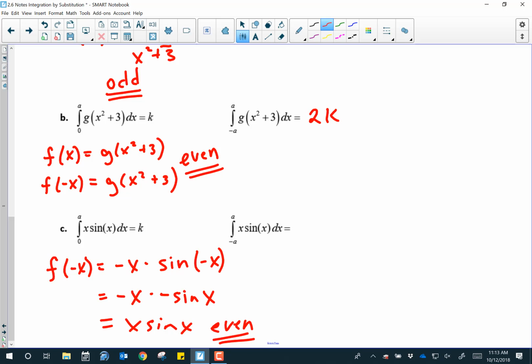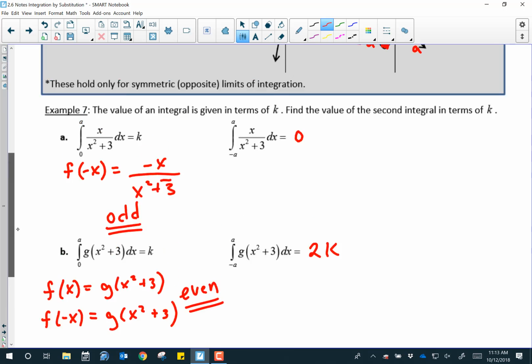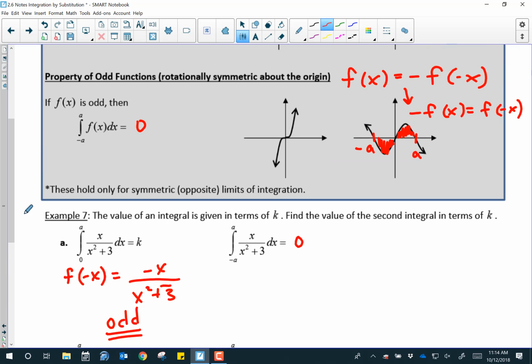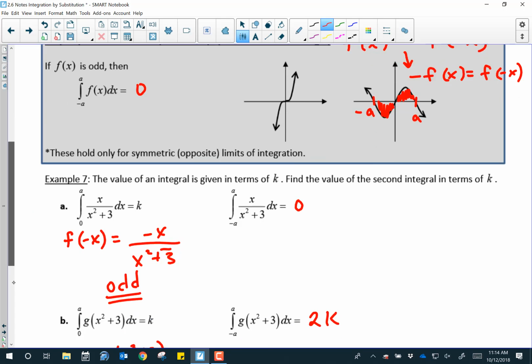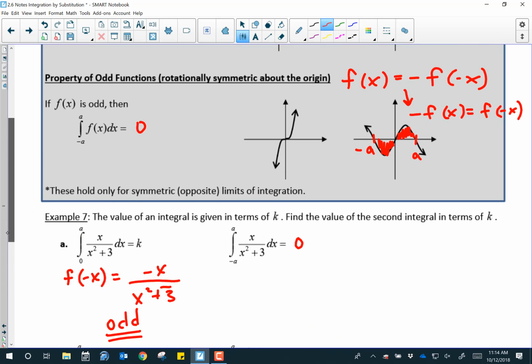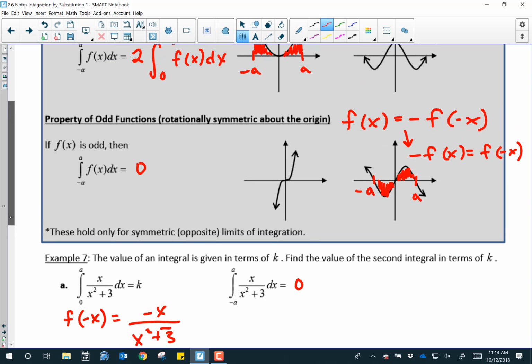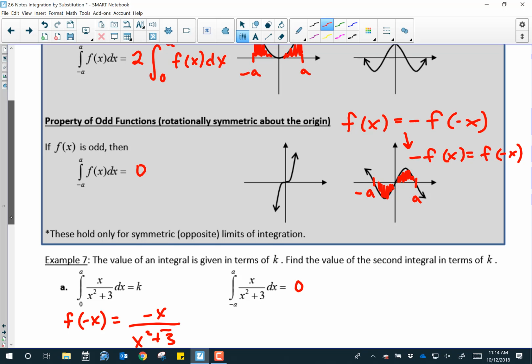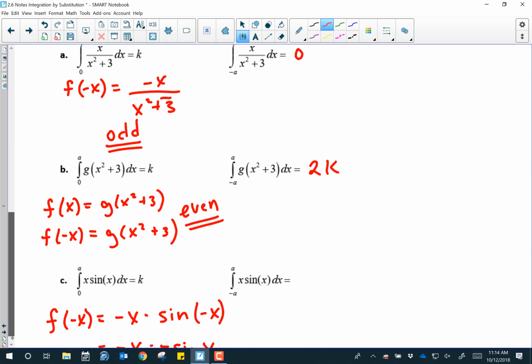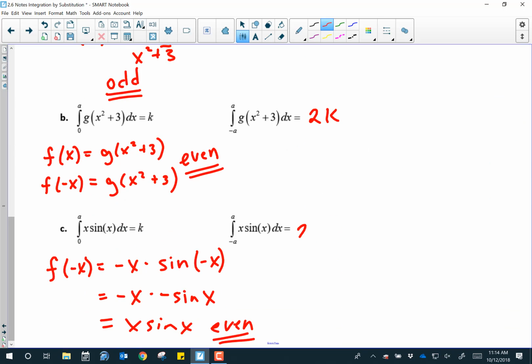Aren't there two definitions for odd? f of x equals negative f of negative x. So this thing is even because you had an odd function times an odd function. But the fourth one, isn't that just even? No. f of negative x equals negative f of x. So this is 2k. We'll look at it in a second.